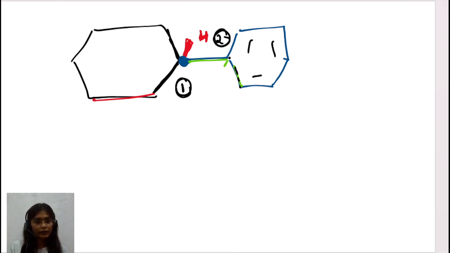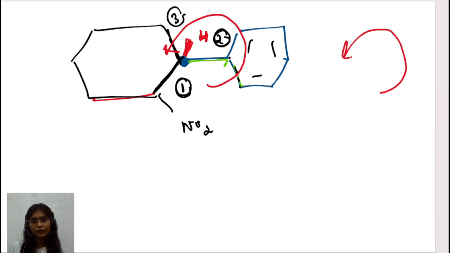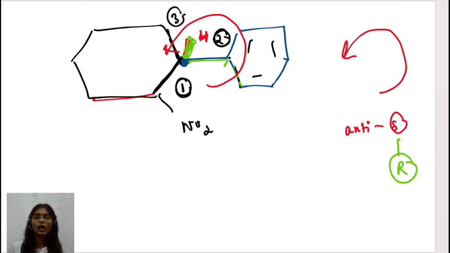I have to connect the NO2. Wait for a while. 1, 2, and 3. Let's rotate the plane. So what about the direction? Is this clockwise or anti-clockwise? It's anti. So the answer would be S. But no, no. If you observe, hydrogen is present at this position, and it means you have to invert the configuration. So the final answer is going to be R.